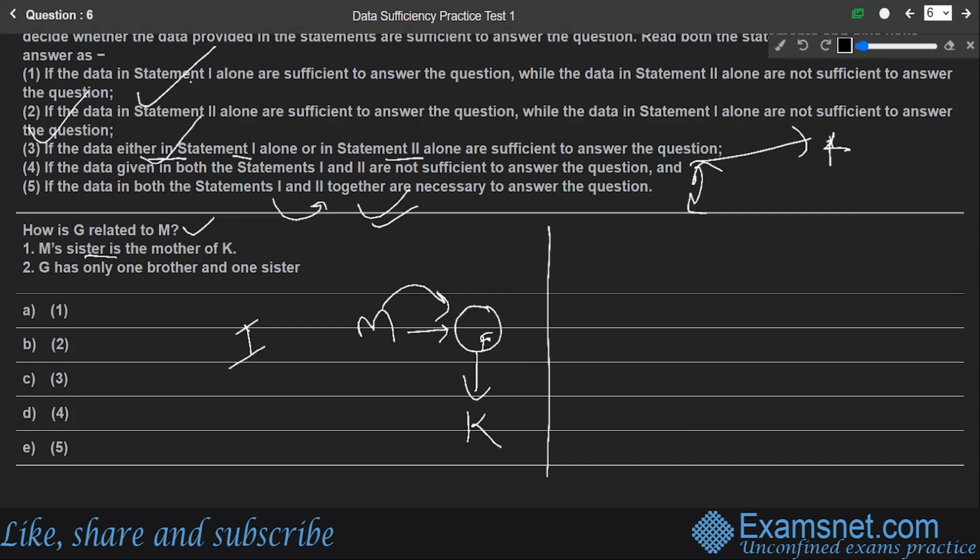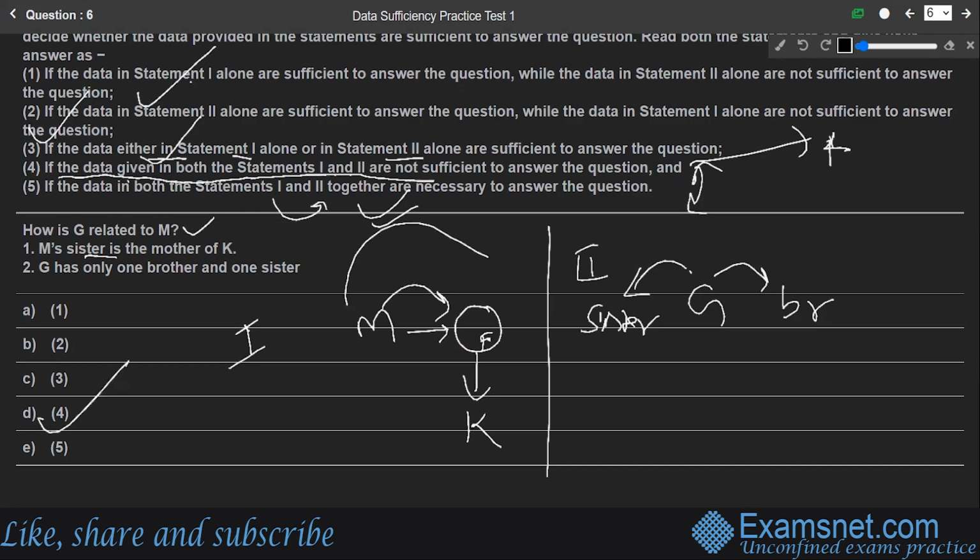If we see the second statement alone, what does it say? G has only one brother and one sister. But if we see statement number 2 alone, it cannot give us the connection between G and M. But if we combine them, are we able to answer? If we combine them, they are saying G has got one sister and one brother, but the gender of M was not clear. When they said M's sister is mother of K, the gender of M was not clear. So we cannot tell whether M is a sister or brother of G or not. We cannot establish that from this. So clearly, data in both the statements even is not sufficient to answer the question. So in this situation, we'll hit option 4 because 4 says data given in both the statements are not sufficient. So option D becomes the right answer.